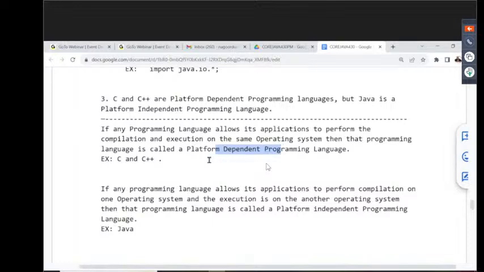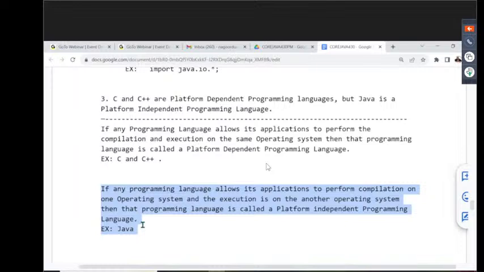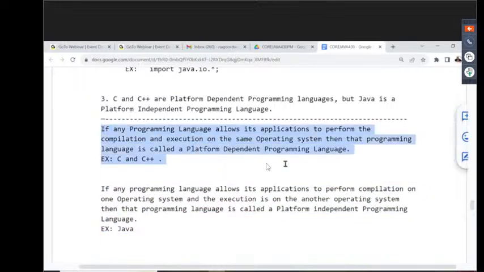Here we have the definition. If any programming language allows its applications to perform the compilation and execution on the same operating system, then that programming language is called a platform dependent programming language. I said, all of you are getting it or not? Examples for these platform dependent programming languages are C and C++. Okay. This definition I will talk about with you later on, but first of all, put concentration on platform dependent programming languages here. See, all of you understand this point clearly, what I'm telling you.